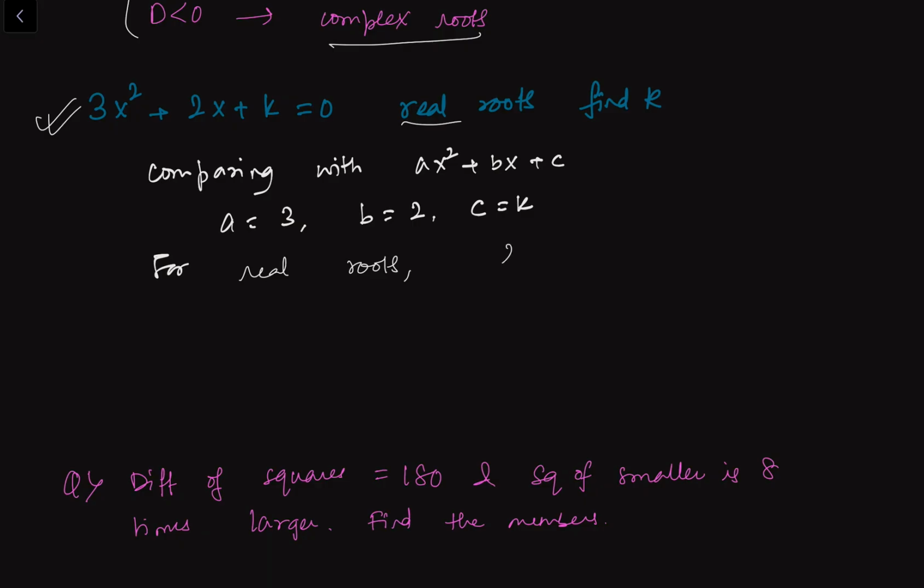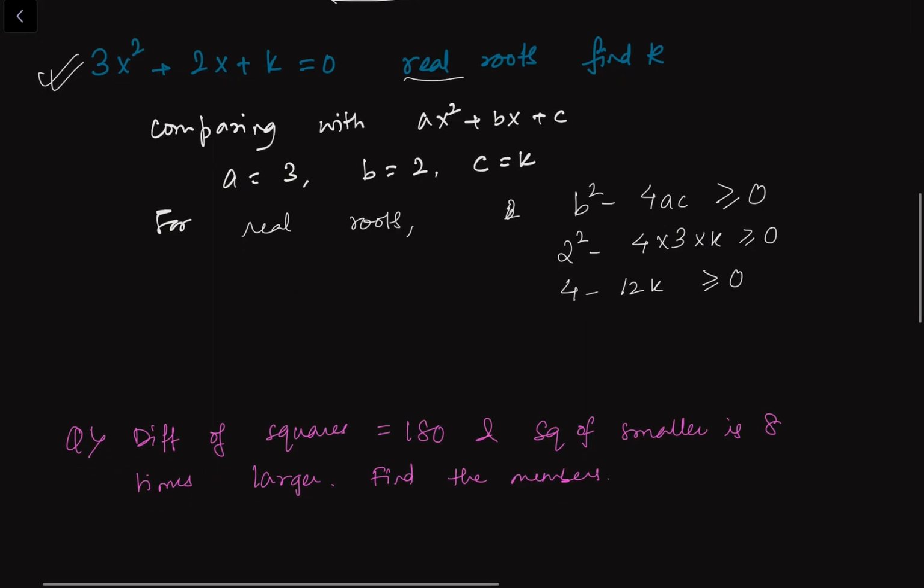So first let me write like this: b square minus 4ac greater than or equal to 0. So you will have here 2 square minus 4 into 3 into k greater than or equal to 0. So 4 minus 12k greater than or equal to 0. I can take 4 common, so 4 times (1 minus 3k). Now since the other side of the equation is 0, I can remove this 4, and so 1 minus 3k should be greater than or equal to 0. So minus 3k is greater than or equal to minus 1, and k will be less than or equal to 1/3.